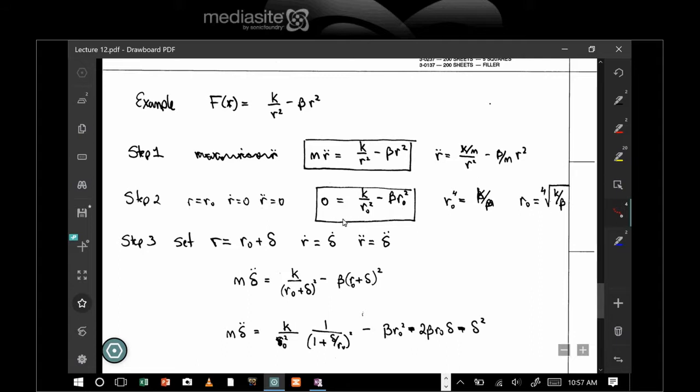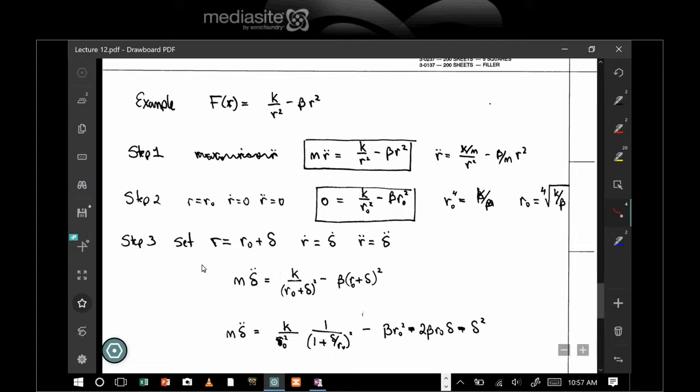This is static equilibrium, and now I can solve for R naught. I'm going to take this stuff and put it on that side. R naught is going to be equal to the fourth root of K over B, or beta. So that's just a constant. And again, K and beta are both positive numbers. Let's just say that.